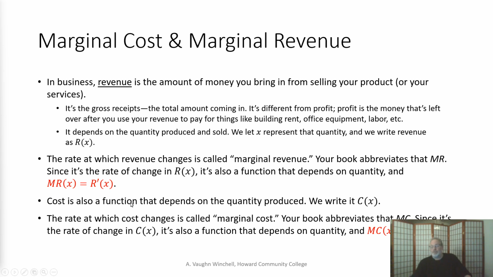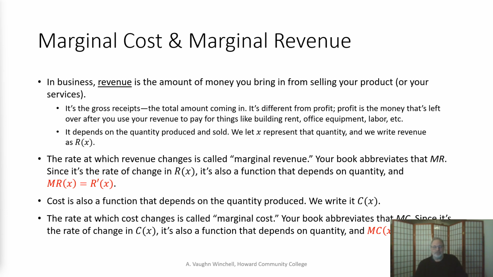Cost is another function that depends on the quantity produced, right? If I operate a company that makes and sells skateboards, the more skateboards I sell, the more materials I need. The more I need to pay my workers. So my costs go up with the volume of business that I do. And we write cost as C of X, cost as a function of quantity. The rate at which cost changes is called the marginal cost, and the people who wrote your book call that MC, but I wish they wouldn't. I wish they would call it C prime of X.